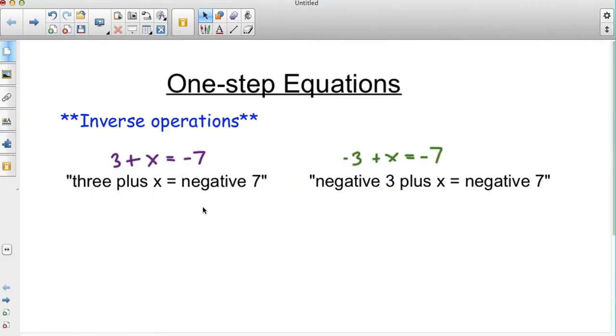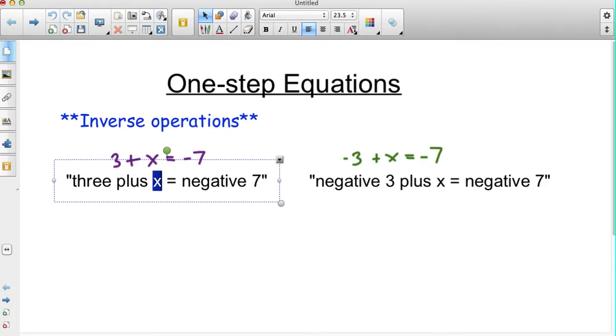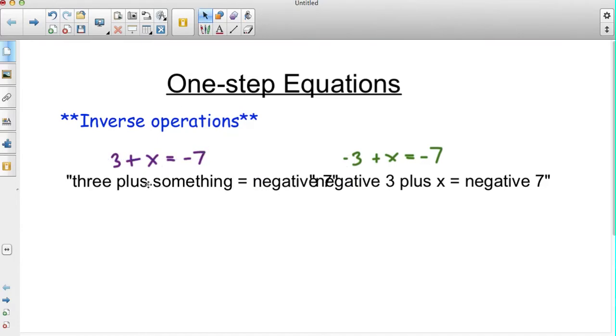First one we're going to look at is this purple equation. I would read this as 3 plus x equals a negative 7. Now, we can also replace the x and write something equals negative 7. So I'm trying to find what it is when I add it to 3, I equal negative 7.